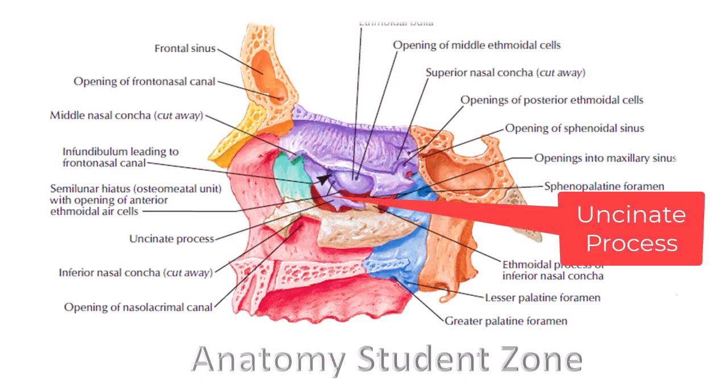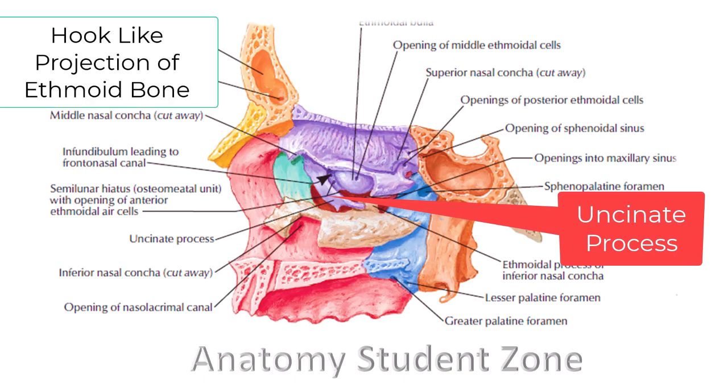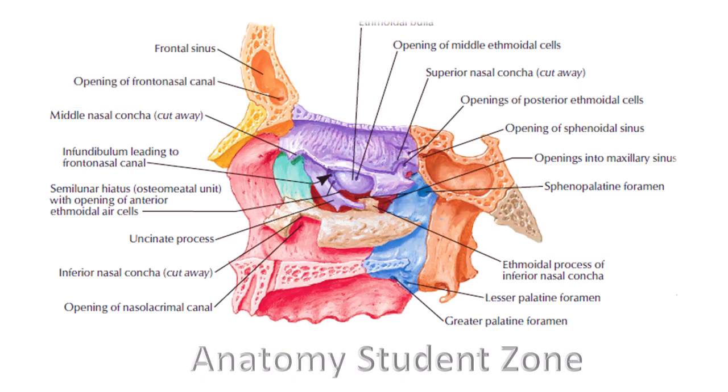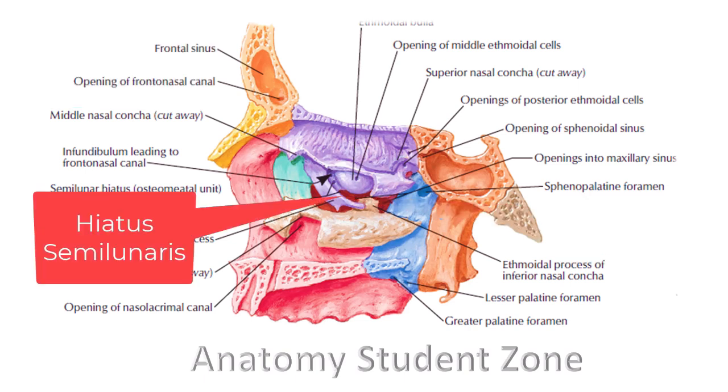As the name indicates, process means a hook-like projection. It is a hook-like projection of which bone? This is a hook-like projection of the ethmoid bone, because we know very well the middle meatus is formed by the ethmoid bone, and of course the osteomeatal complex is also present in the middle meatus, and the uncinate process is also located over here. And last is the hiatus semilunaris.